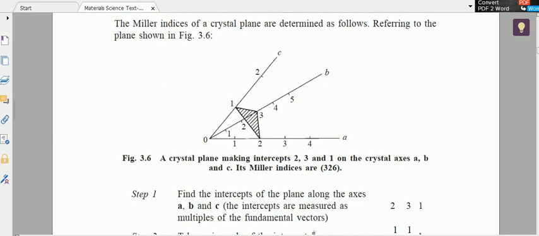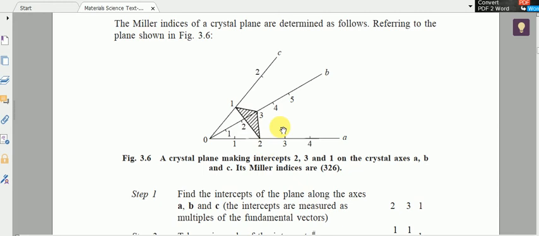Now you can see a particular plane given in this figure and the 3 crystallographic axes. How to find the Miller indices for this plane? The Miller indices for a plane are represented inside parentheses. Previously we represented the direction using Miller indices in square brackets, and angular brackets represent the family of crystal directions. Now we are going to represent the crystal planes.